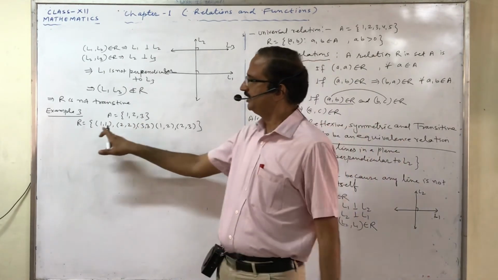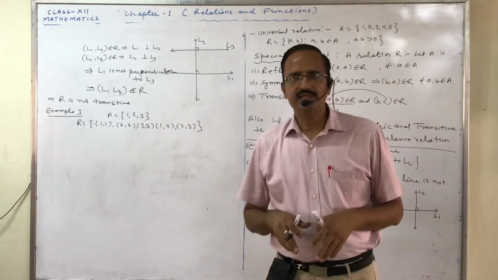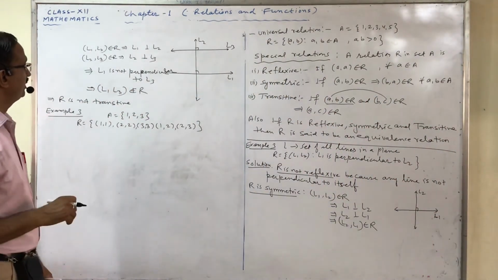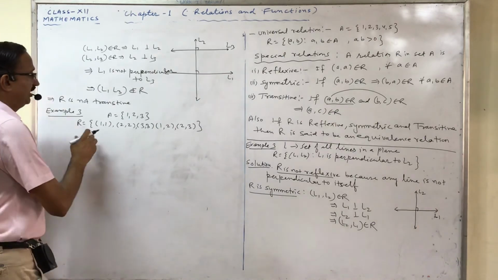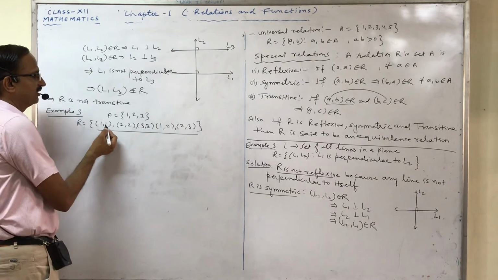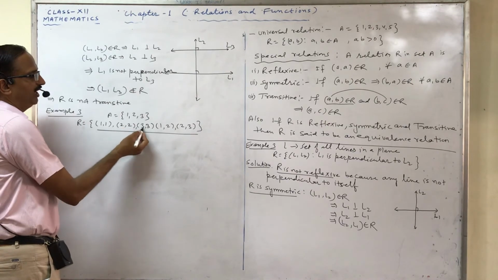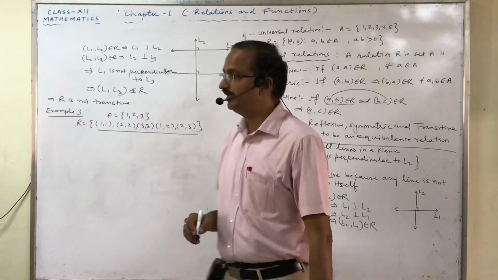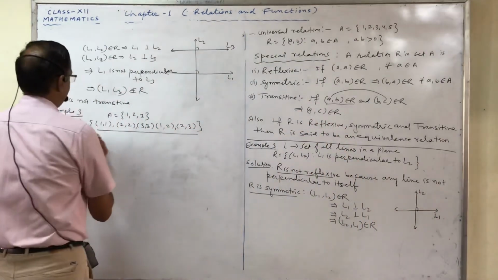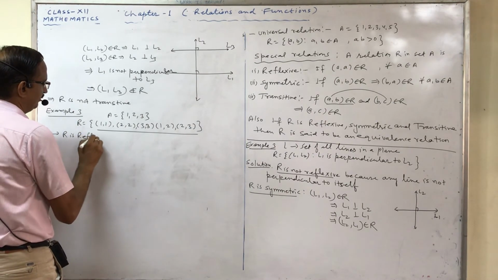So this R is a relation in set A, and we have to show that it is reflexive but neither symmetric nor transitive. Okay. For this type of questions, we will look at these pairs. (1, 1) means 1 is related to 1, (2, 2) means 2 is related to 2, and 3 is related to 3. Means every element of this set is related to itself. So from these three, we can say that R is reflexive.